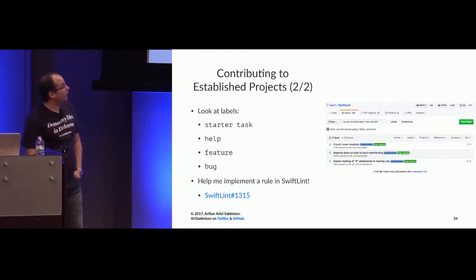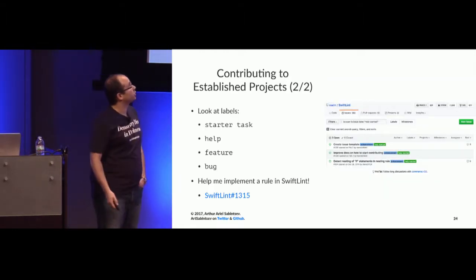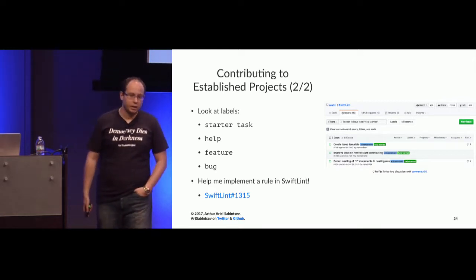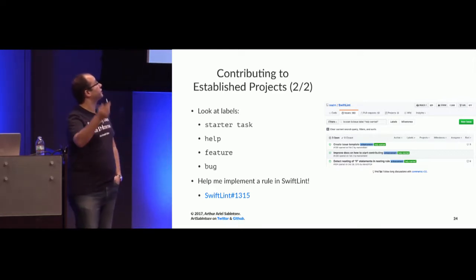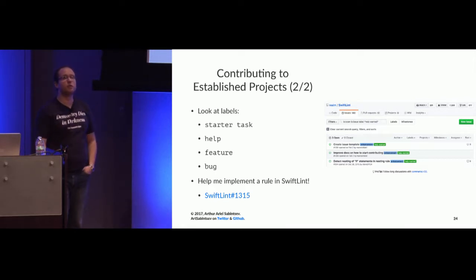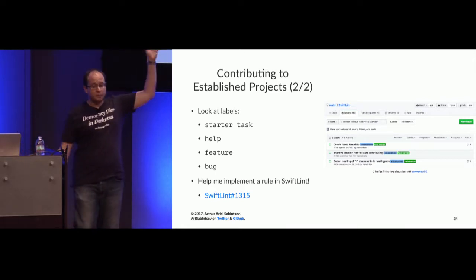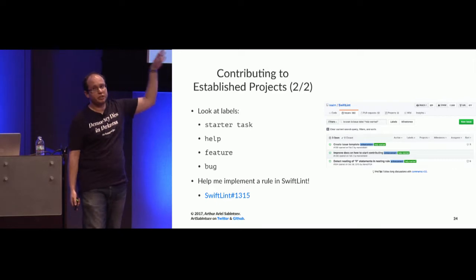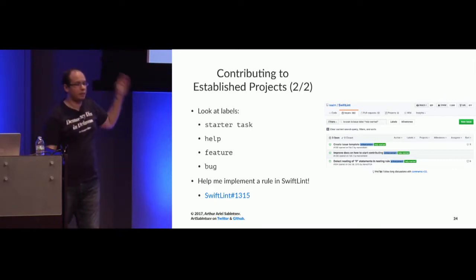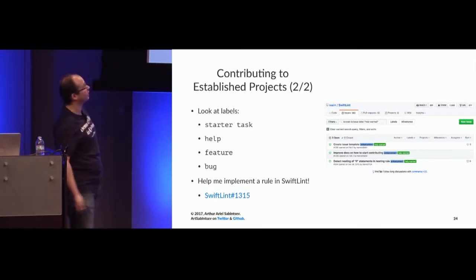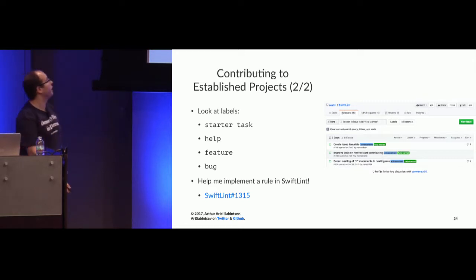Next, you can also contribute to established projects like SwiftLint. All you have to do is search for starter tasks, help wanted, features, or bugs. By default, I think new GitHub projects come with most of these labels. But many bigger projects, especially in our community, have these tags set up so that you can look for open issues with these labels, and you can just start contributing that way.